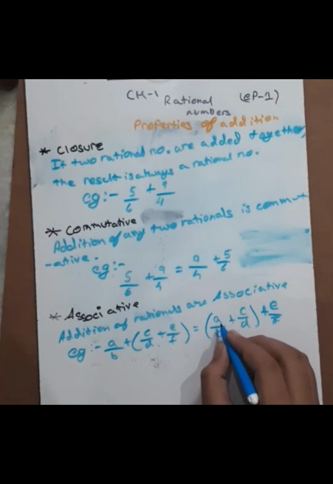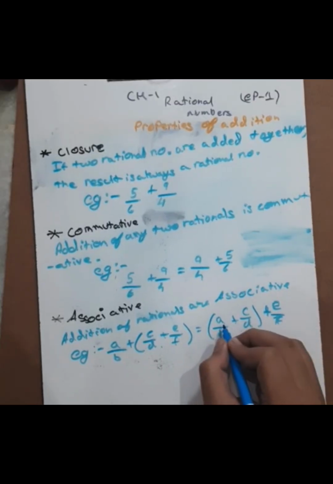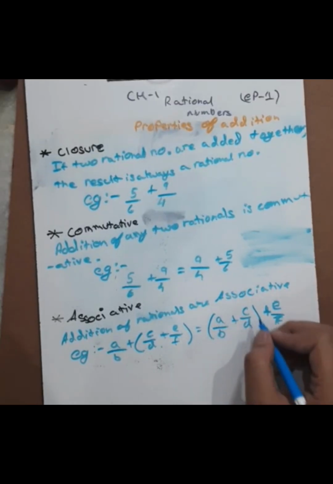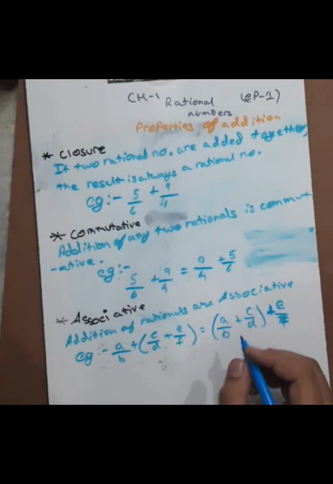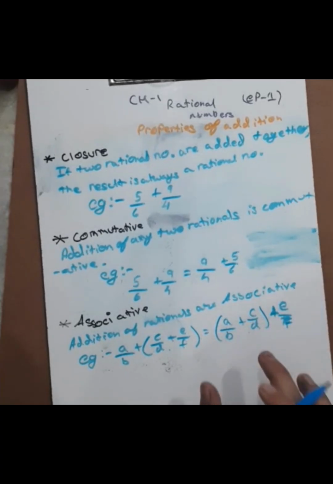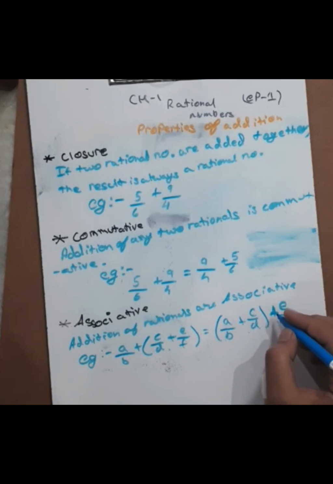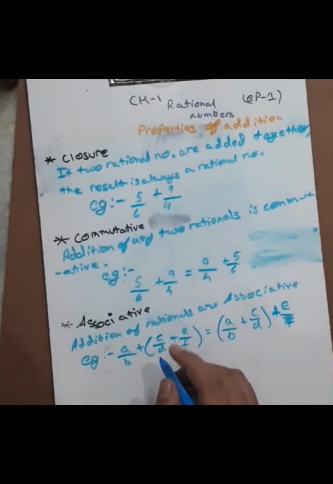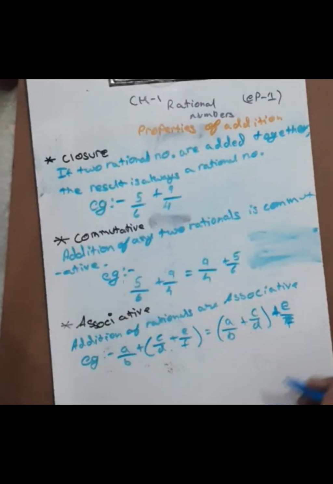Then it is equal to, on the RHS, in the bracket a by b plus c by d, bracket close, plus e by f. If we add a by b plus c by d, the sum will come, and we add e by f to that, the sum will be equal. So this is the property of addition. You may take a screenshot.